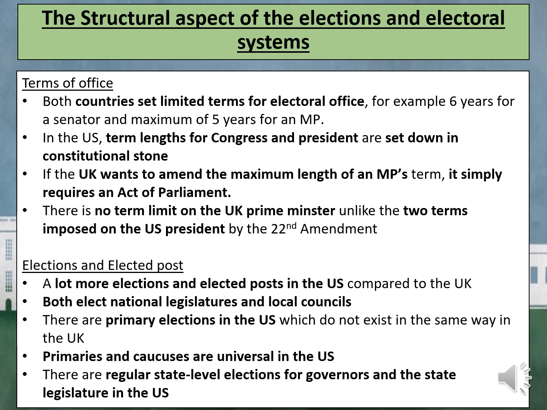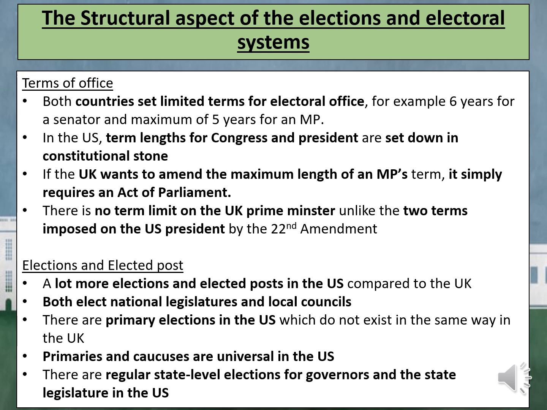We're going to look at the structural aspect of the elections and the electoral system. This starts with terms of office, as both countries set limited terms for electoral office, for example, 6 years for a senator and a maximum of 5 years for an MP. In the US, term lengths for Congress and the President are set down in constitutional stone. If the UK wants to amend the maximum length of an MP's term, it simply requires an Act of Parliament.